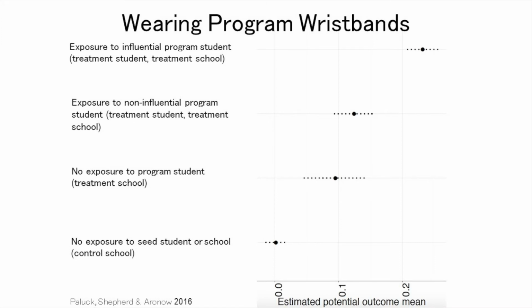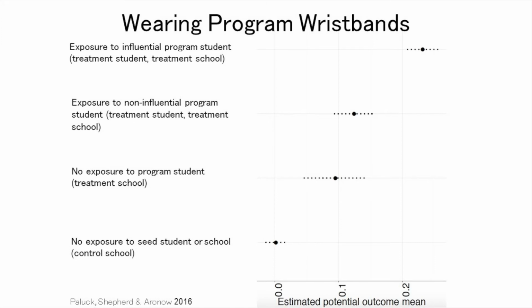And then we can look within treatment schools. If you weren't exposed, if you didn't have a network relationship with anyone in the treatment program, what were your odds of wearing a wristband at the final survey? It was about 10%, proportion.